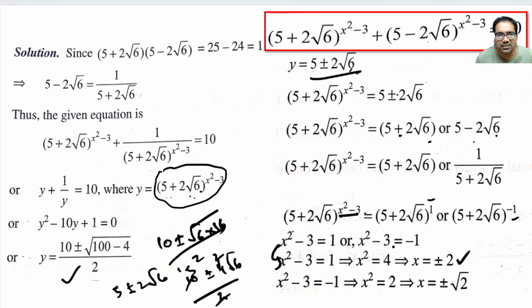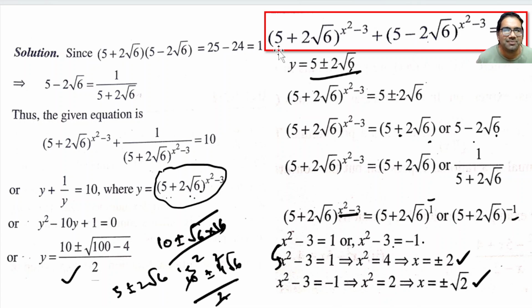When x square minus 3 is equal to minus 1, what does that mean? x square is 3 minus 1, which is 2. That means x is plus or minus root 2. So we have 4 solutions for this expression, that is plus or minus 2, plus or minus root 2. Very simple one.